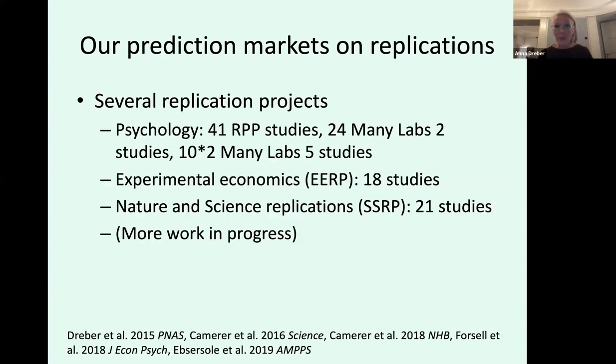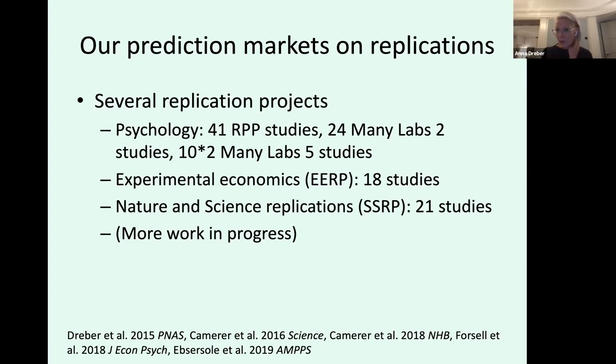Okay, so the main replication projects that we've been collaborating with in various ways are the big replication project in psychology, the reproducibility project, where we ran prediction markets for a subset of the 100 replications. So we have replication outcomes and prediction market prices and surveys that I will also mention soon for 41 out of the RPP studies. We also added prediction markets to the ManyLabs 2 and ManyLabs 5 projects, which gives us another 24 plus 20 replication outcomes and predictions.